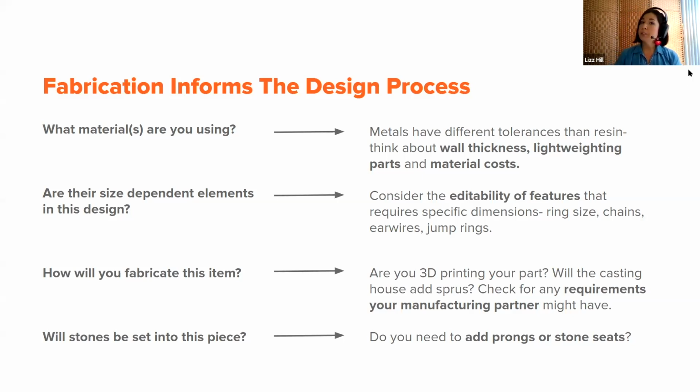How will you fabricate this item? Are you 3D printing your part? Is that going to be for design prototyping, or is that going to be used for casting? Do you have a casting house? Are you a caster? Do you need to add sprues to your part to be casted? Work with your manufacturer, check with your manufacturing partner, or use your own knowledge around traditional manufacturing methods to determine what considerations you need to make when you're building the design in CAD.